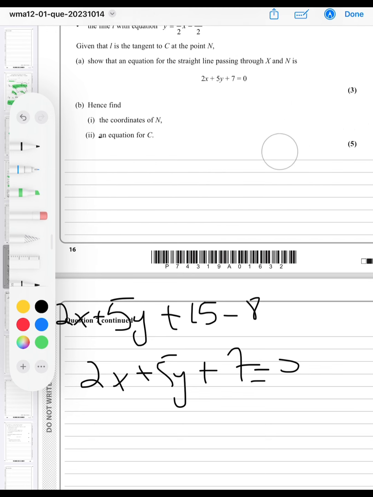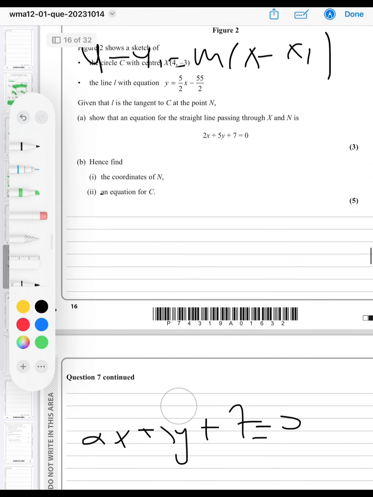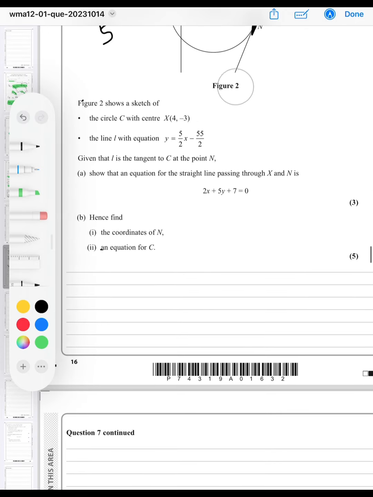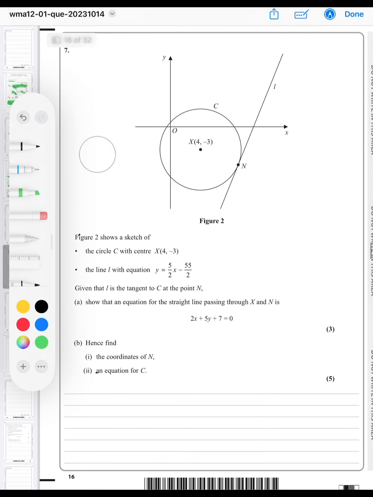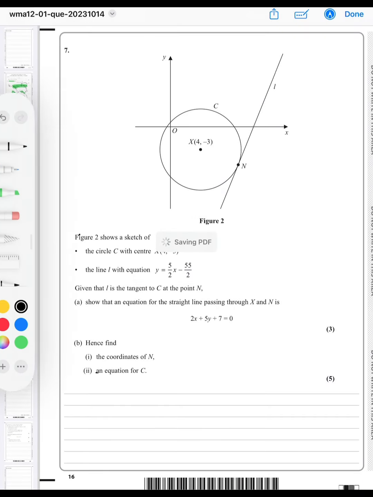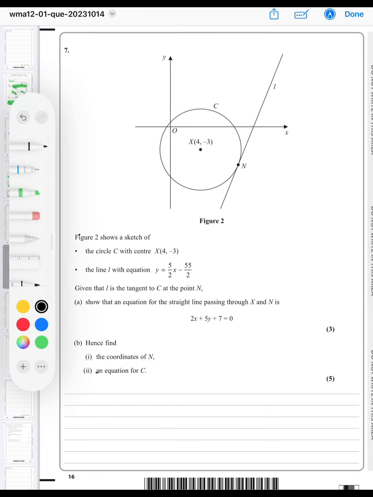Now moving toward the second part. Let me clear the screen. So the second part is, here you go. Now they are saying here in the second part to find the coordinates of N.